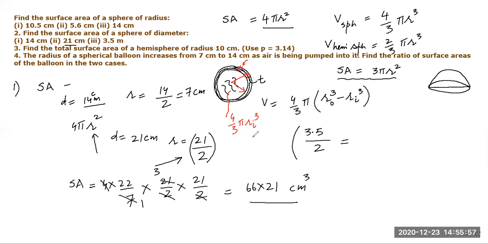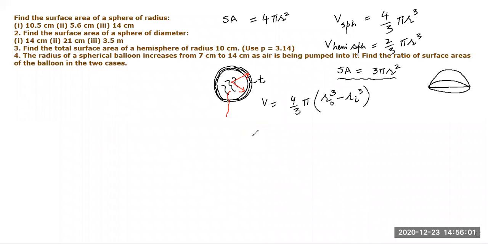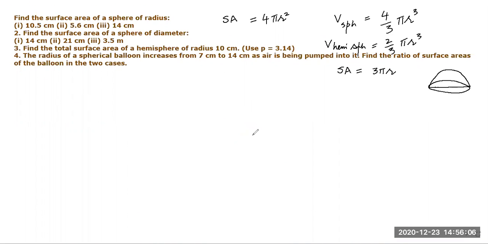Okay, students, let's do the third sum. So what is the third sum, students? In the third sum, we have: find total surface area of a hemisphere of radius 10 centimeter. Okay, so it's a hemisphere. We want to find total surface area.